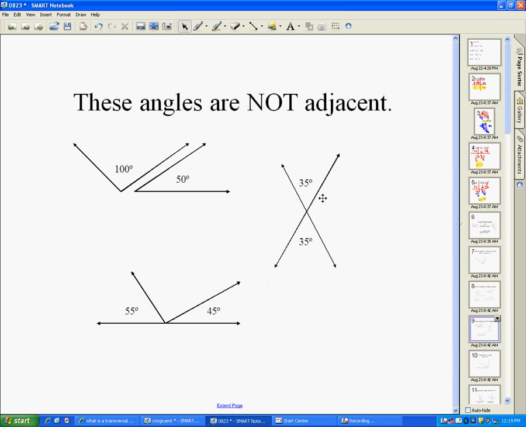These are not adjacent. These are angles, but they're not adjacent. They're next to each other, but they do not share that common ray. So when you see angles like this, they are near each other, but they're not considered adjacent angles because they don't share a common ray.